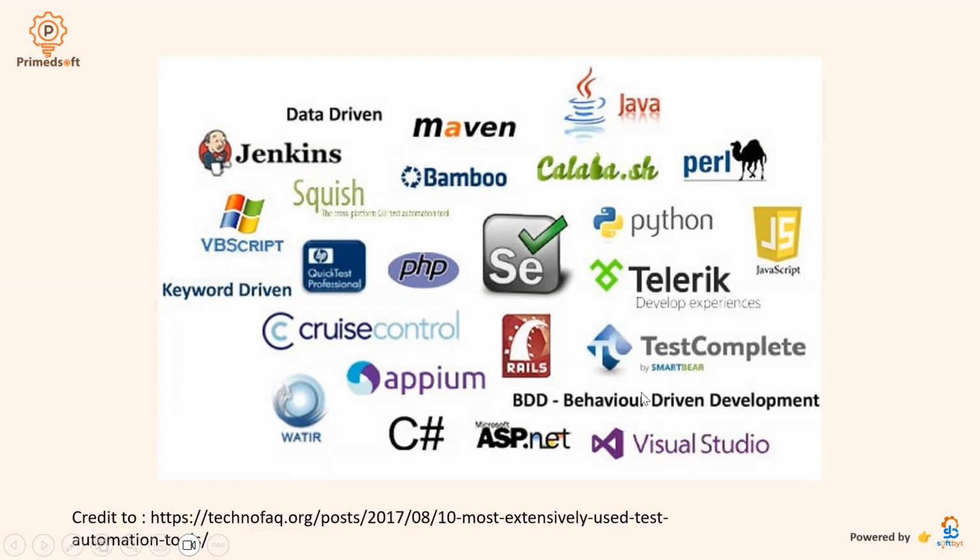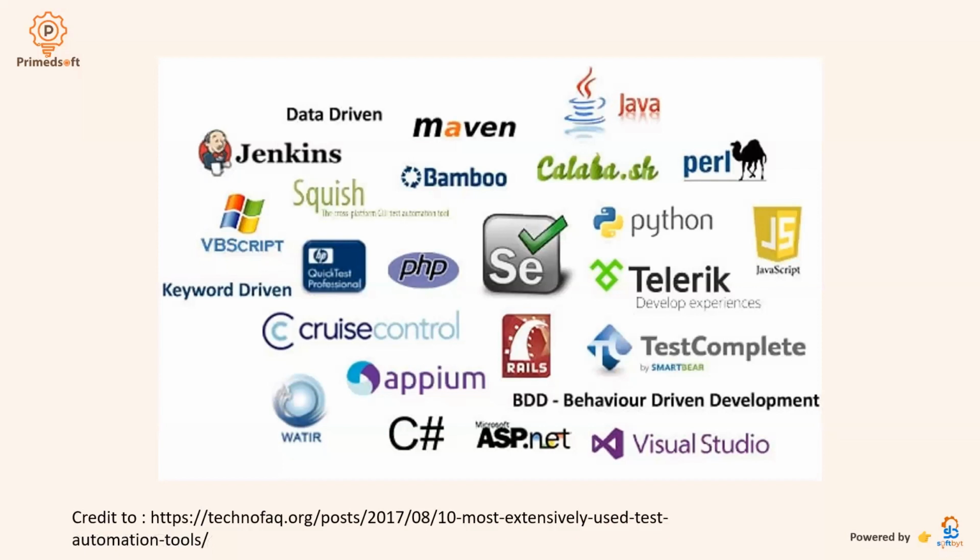We have BDD, behavior-driven development. We have TestComplete by SmartBear. There are so many of them. You can use a little bit of JavaScript to perform certain operations. But what we're hoping to do is use C#, with MS Test or NUnit as our framework, using Visual Studio as our IDE, obviously integrating with Selenium and SpecFlow for our automated test. That's what we'll be using.